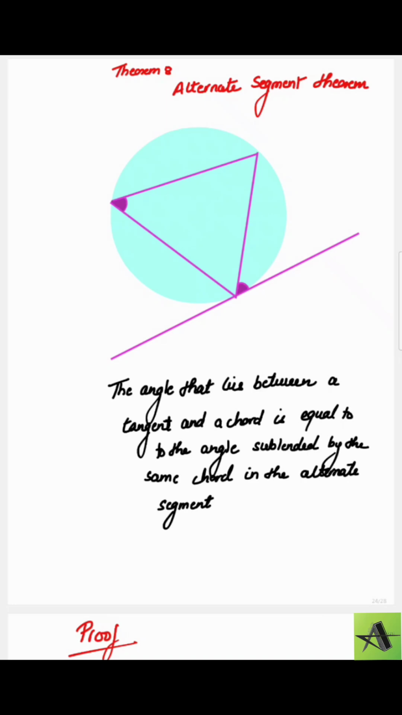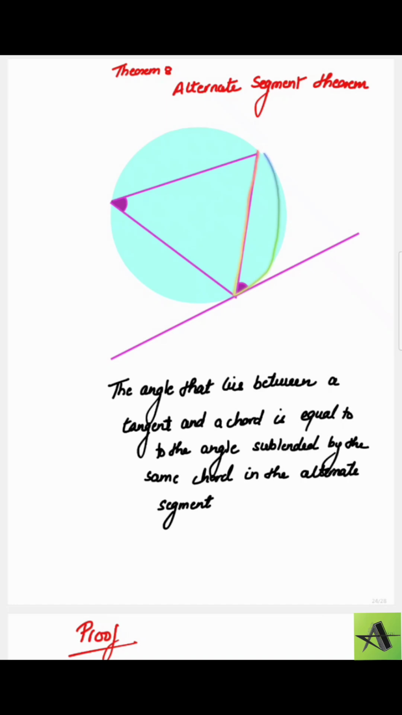So let me continue with this. Well, this alternate segment theorem says the angle that lies between the tangent and a chord is equal to the angle subtended by the same chord in the alternate segment, which means this is our chord. Important part is a chord divides a circle into two different segments. This chord has divided this circle into two segments.